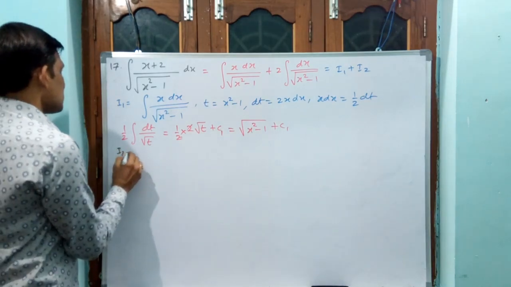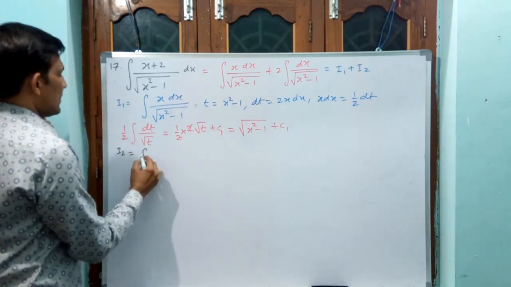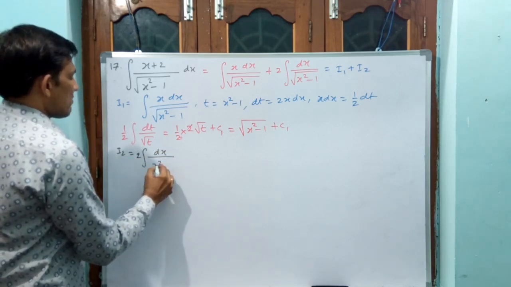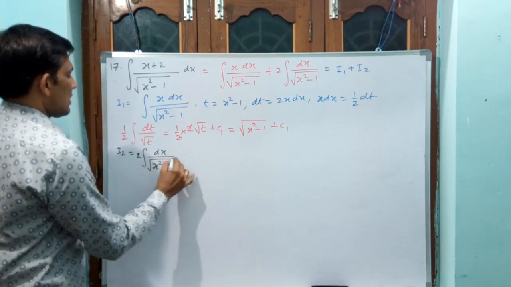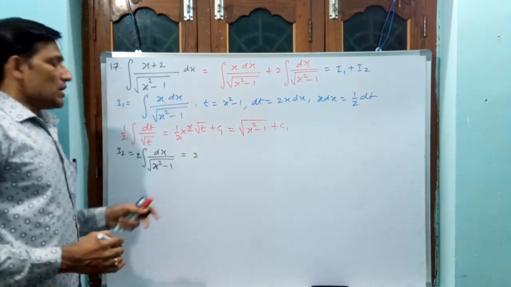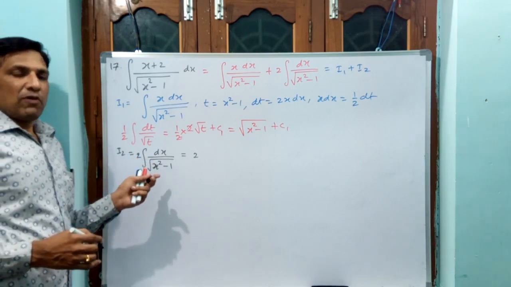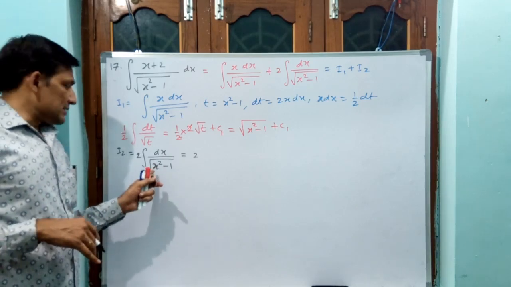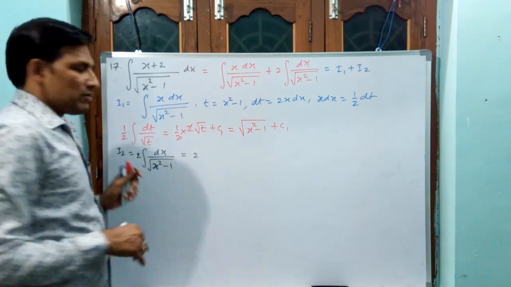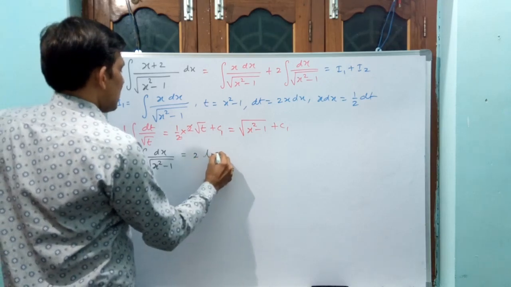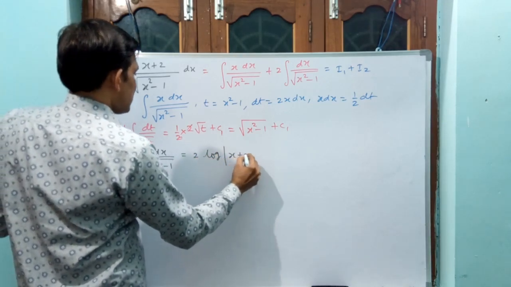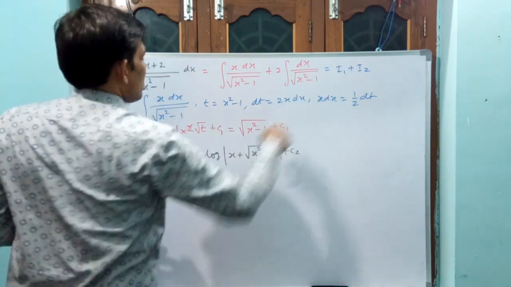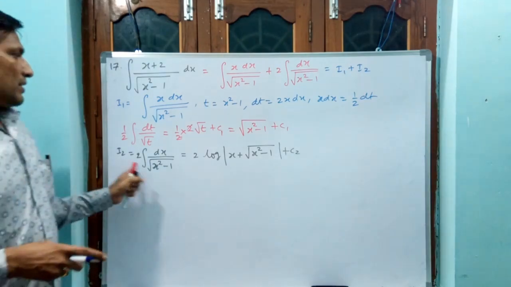Take I2. I2 is equal to integral 2 dx by square root of x squared minus 1. That is equal to 2 into, see this is a direct formula. For 1 minus x squared it means sin inverse x by a, but for x squared minus 1 with square root in the denominator, 1 by 2a will not come. You see what I am writing? Log of modulus x plus square root of x squared minus 1 plus c2. Why c2? This is I2. Okay, this will be your I2 value.